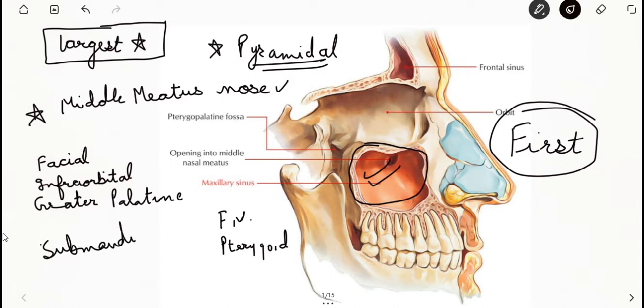The nerve supply: the posterior superior alveolar branch from the maxillary nerve, and the anterior and middle superior alveolar branch from the infraorbital nerve.